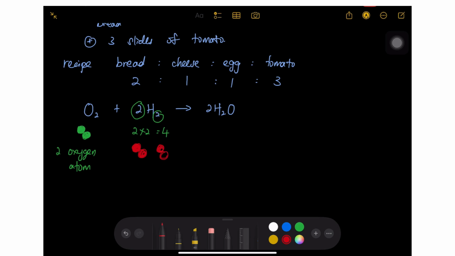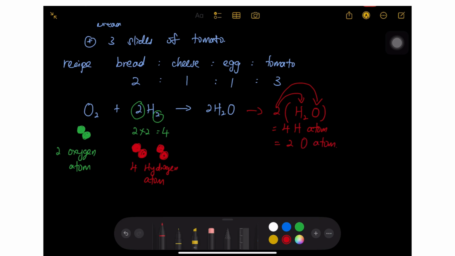Whereby the total atom is 4. So I have 4 hydrogen atoms. So how about water? I have 2 molecules of water. In this case, let's move to here. So 2H2O, you can make it like a mathematic. So 2H2O, 2 times 2 equals to 4 H atom. 2 times 1 oxygen equals to 2 oxygen atom.